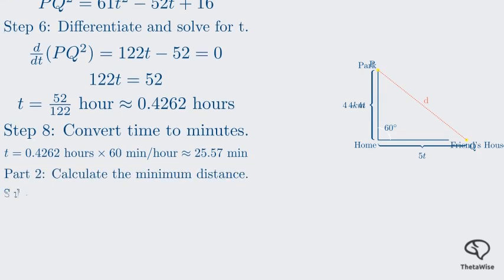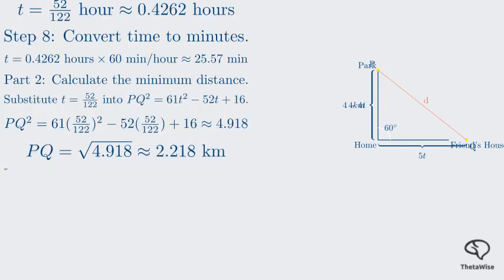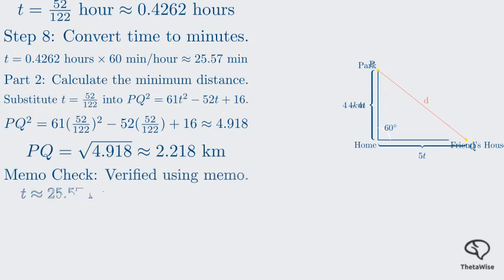Now for the second part. What is that minimum distance? We substitute our value of t back into the expression for PQ squared. We calculate the result and find that PQ squared is approximately 4.918. To get the minimum distance PQ, we take the square root of this value. The square root of 4.918 is approximately 2.218 kilometers. The memo confirms our answers for both parts.